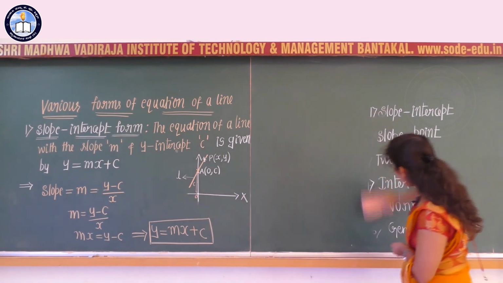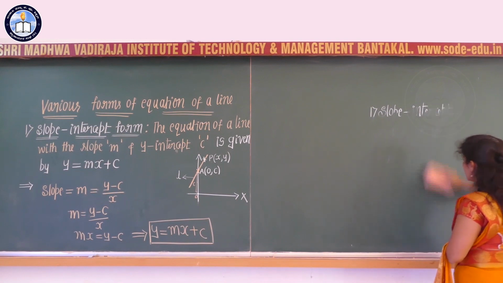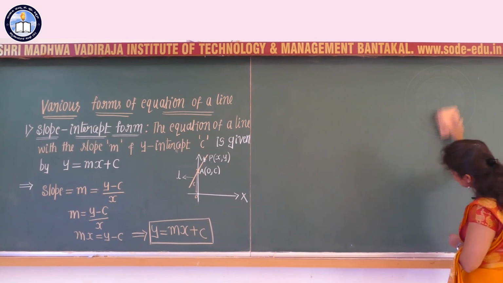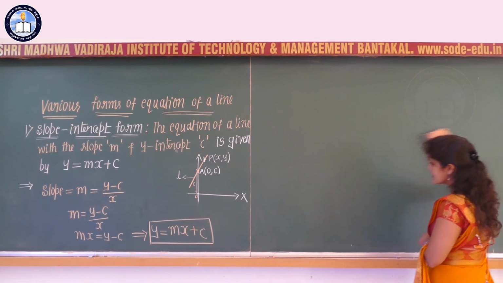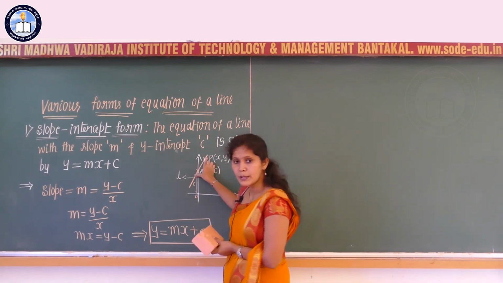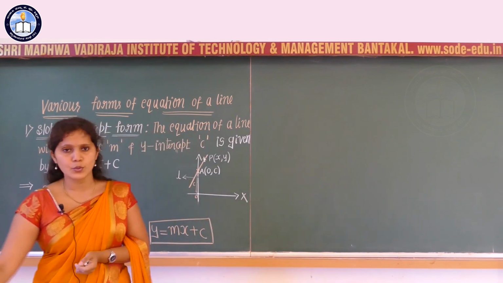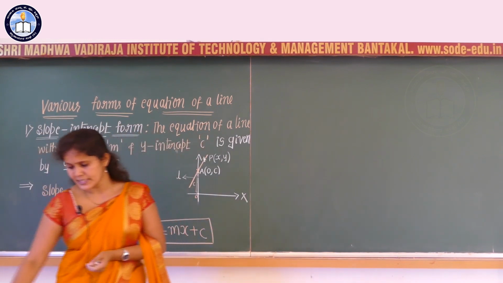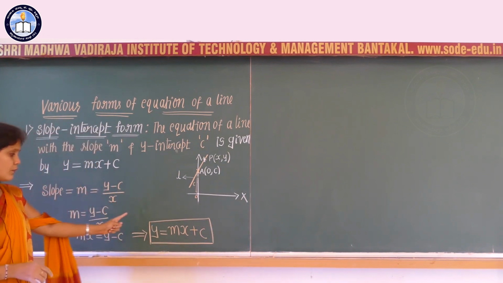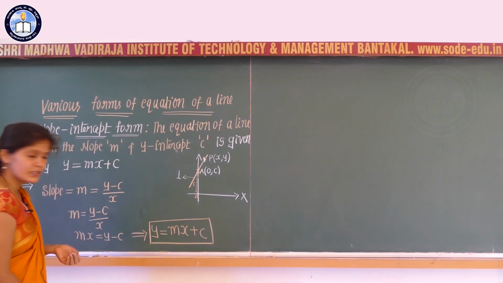Y is equal to m into x plus c, where m is nothing but the slope of the line, x and y are the variables, and c is nothing but a constant, which is the y-intercept, the distance from the origin along the y axis with the proper sign. Clear? So, this is the formula. Remember this formula in order to write solutions for the questions.